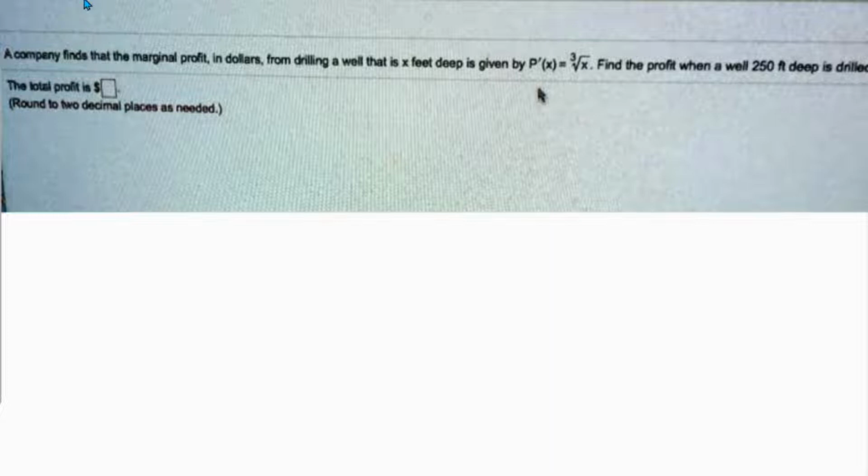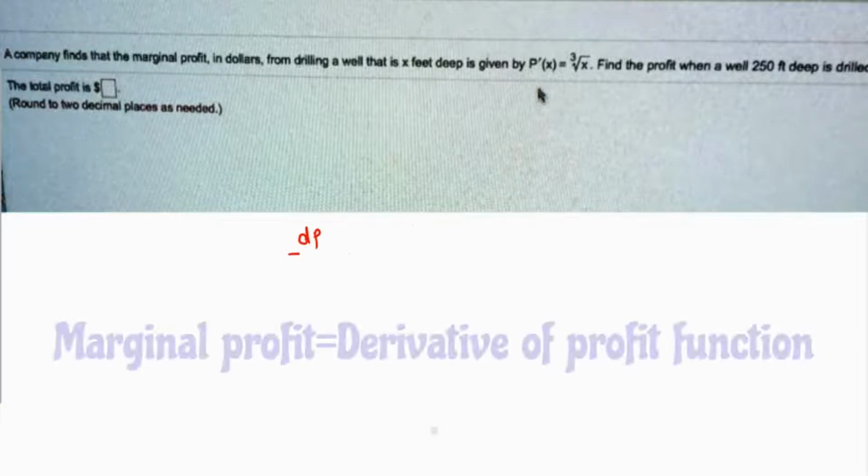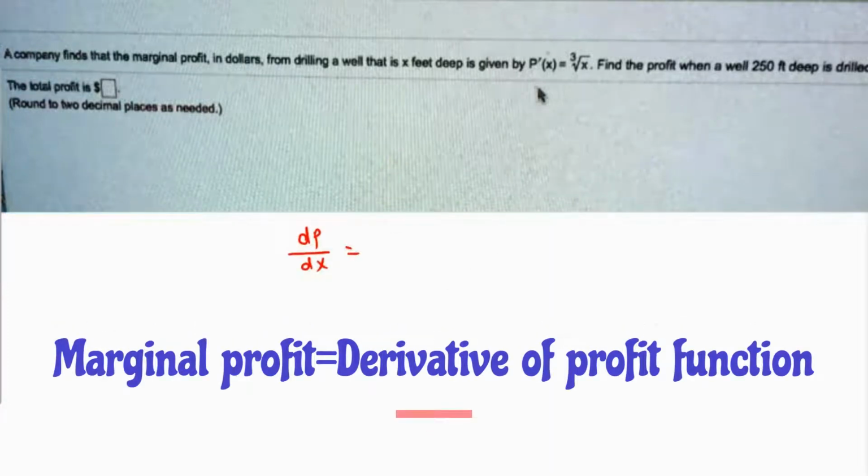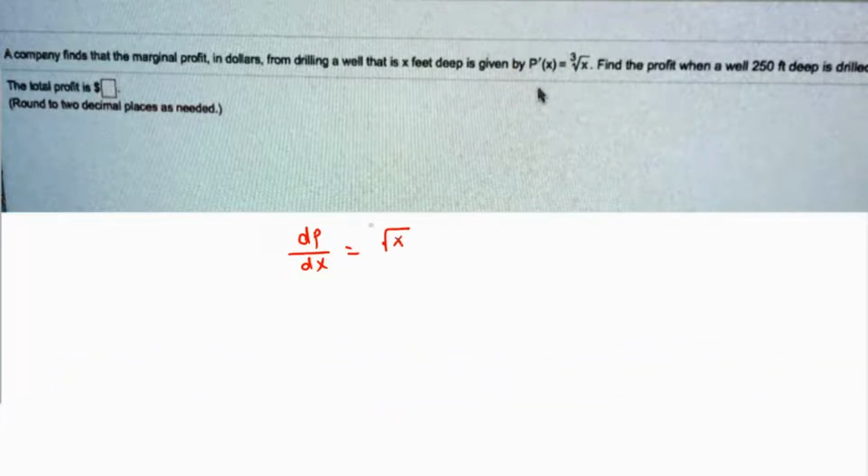The marginal profit is given by dP over dx, right? That is P'(x). P'(x) is dP over dx, and that is given as the cube root of x. This means that dP will be equal to the cube root of x, which means x raised to 1 over 3 dx. That's what we have. And all we have to do is integrate both sides.